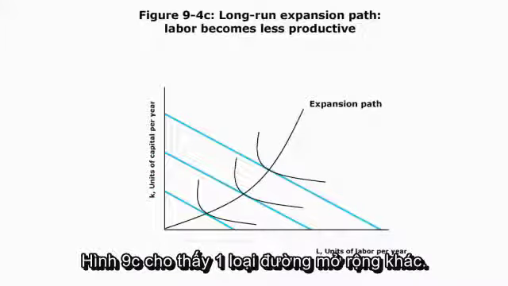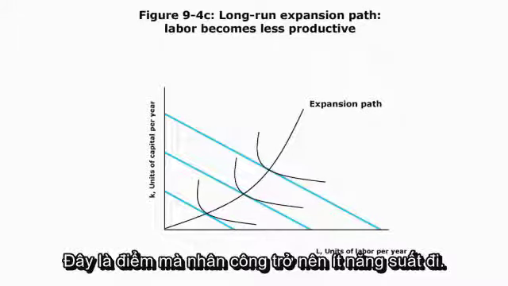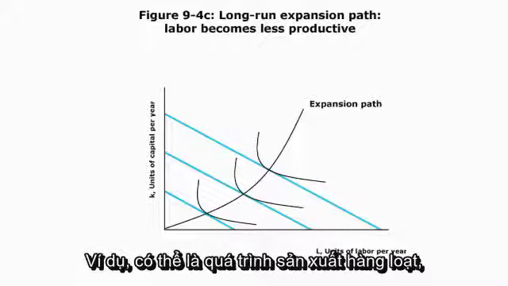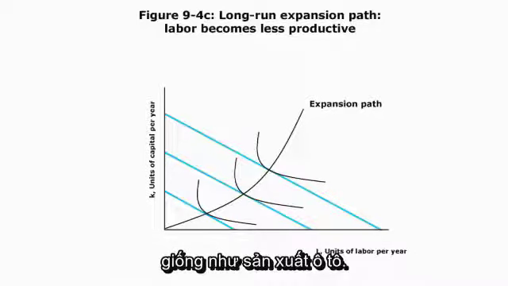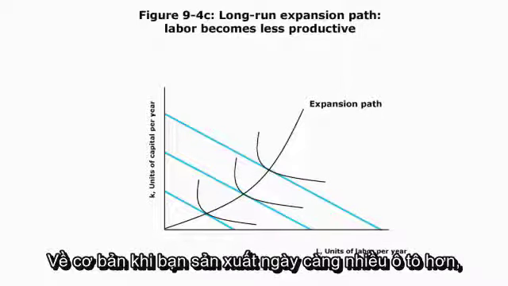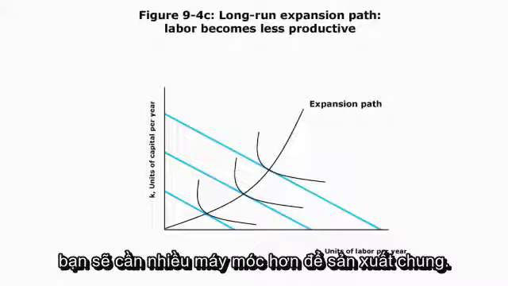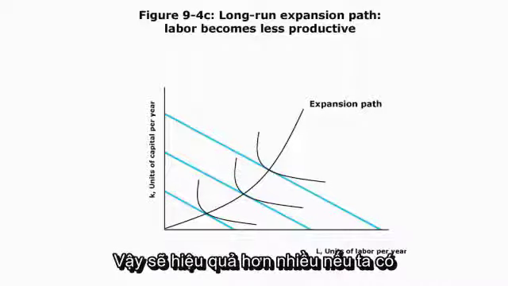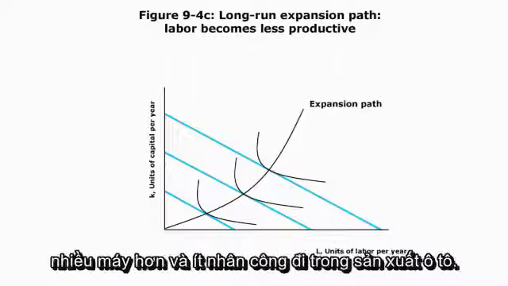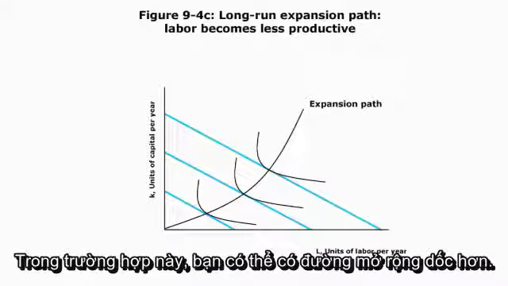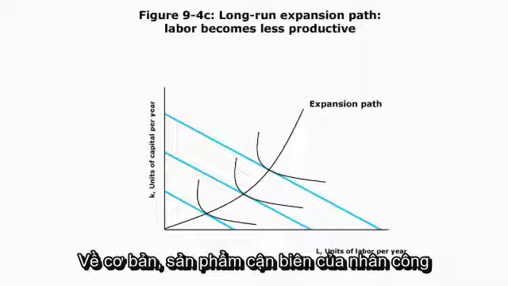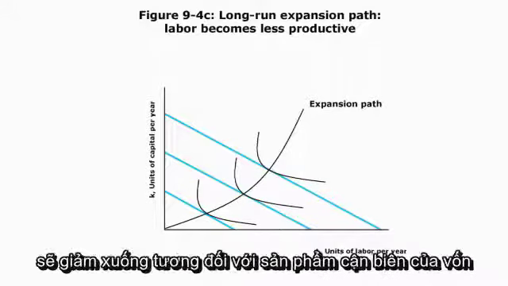Figure 9c shows a different kind of expansion path. Here labor becomes less productive. This might be, for example, a mass production process, like producing automobiles. As you produce more and more automobiles, you need more and more machines to produce them. The people just run the machines. So it's much more efficient to do it through more machines and less through more workers in automobile production. In that case, you could have a steeper expansion path, where the marginal product of labor is falling relative to the marginal product of capital.